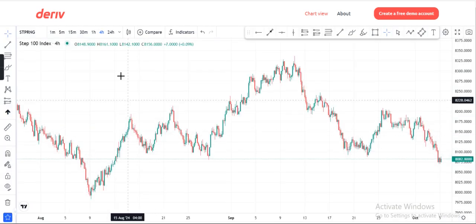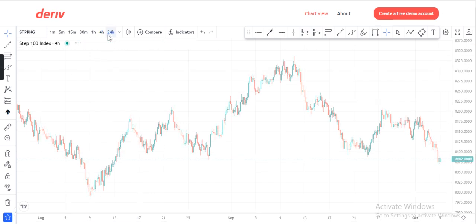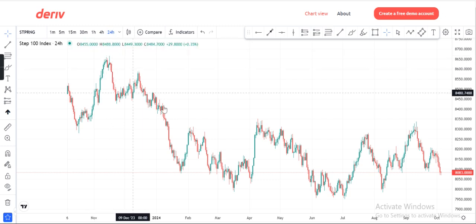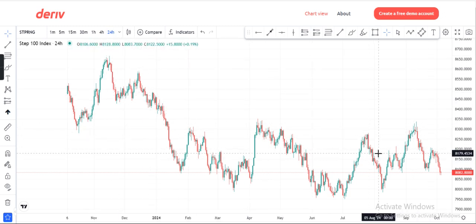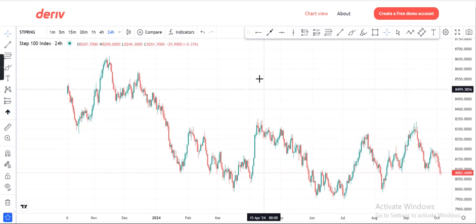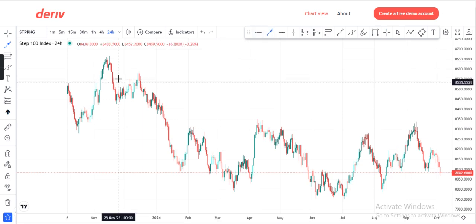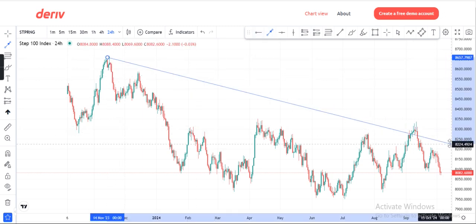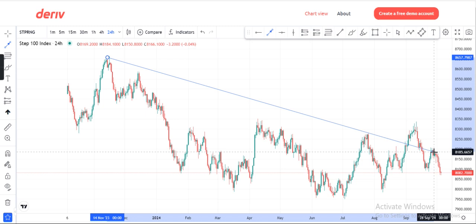So for now, we are going to be analyzing the step index and we are looking at the daily time frame. So on this daily time frame, what can we understand? We can understand that the market is actually on what we'll call a downward trend.